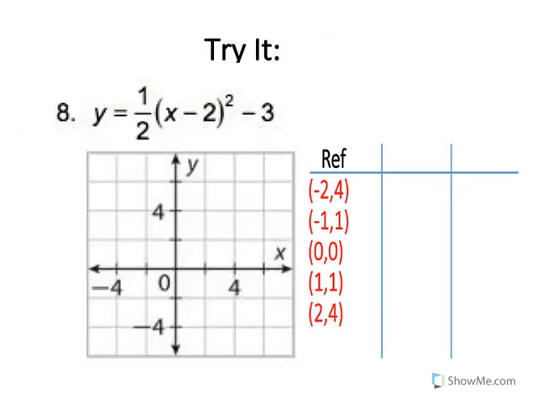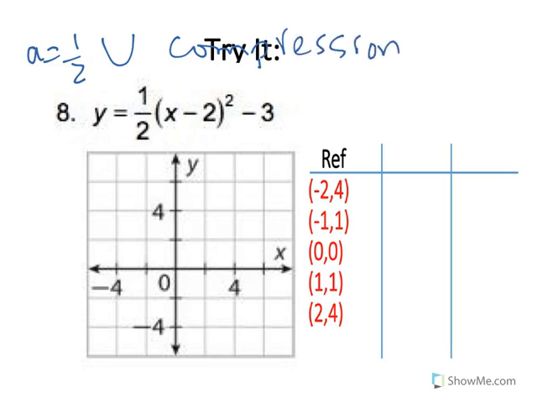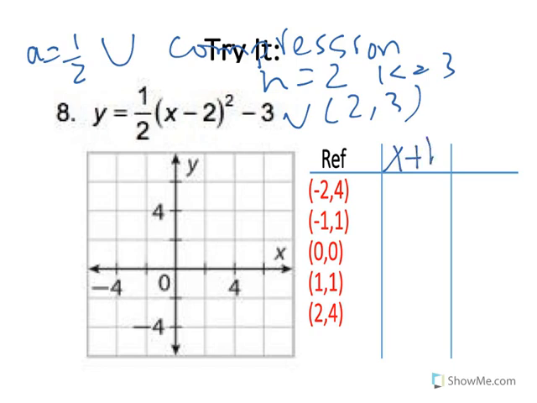Okay, and for number 7. Here we have a fraction, so a is 1/2. Since it's positive, the graph will open upward, but since a is 1/2, we have a compression. Okay, and h is positive 2, k is 3, so the vertex is 2, 3. Okay, plus h and ay plus k.